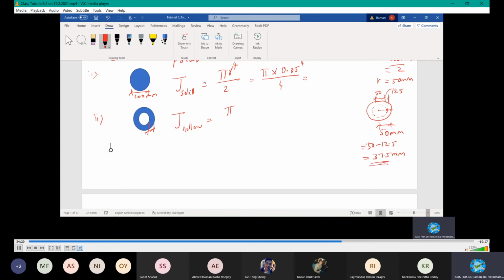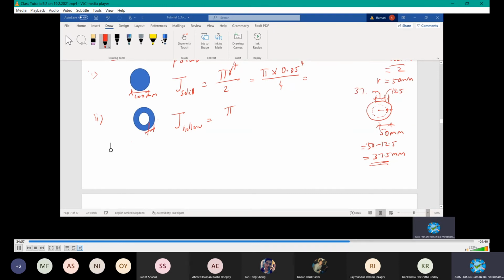12.5. I now got the net diameter which is to be subtracted. Are you clear with this small calculation? We are left with 37.5 from the center to this. So I will have this value. I am left with this value as 37.5 mm. Are you clear?